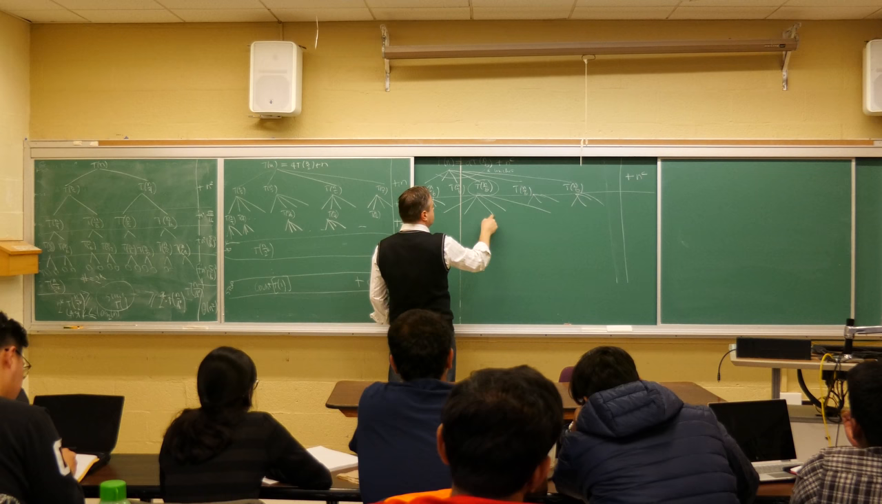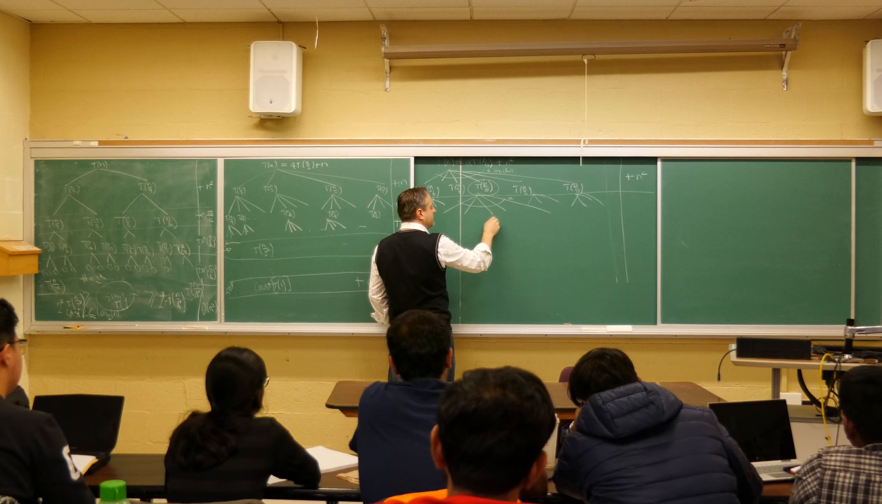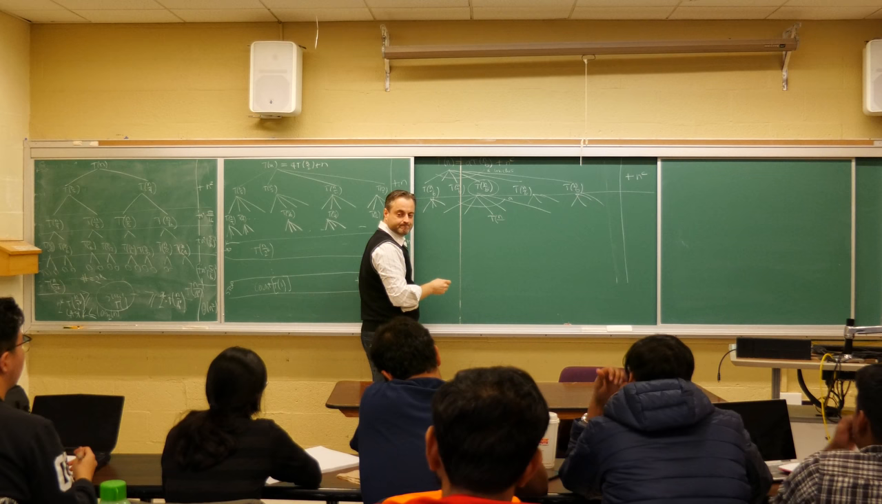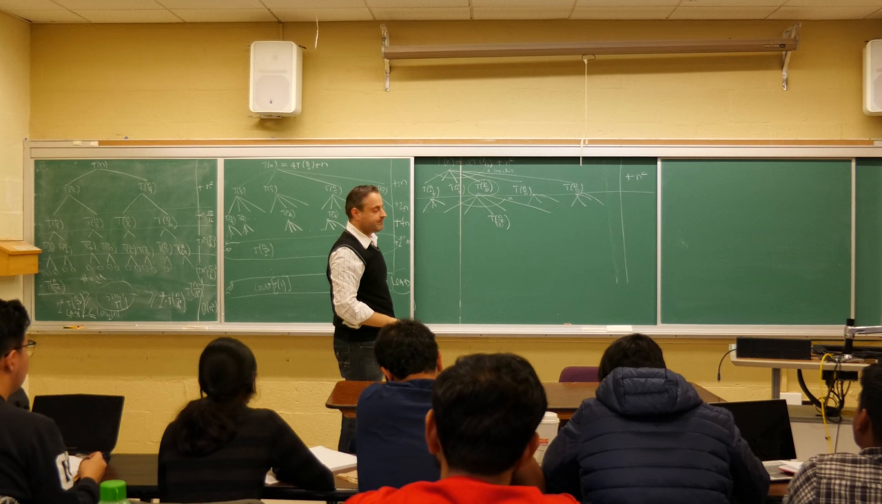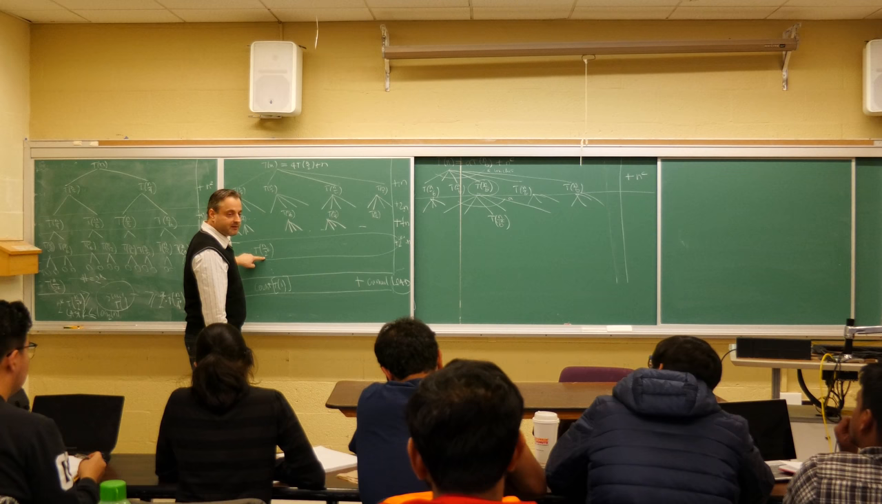So how is this guy going to look? This is a branches, and each branch is n by b squared. Right, because n by b divided by another b is b squared now. That's what happened before, right? n divided by 2, divided by 4, divided by 8. So that's here.